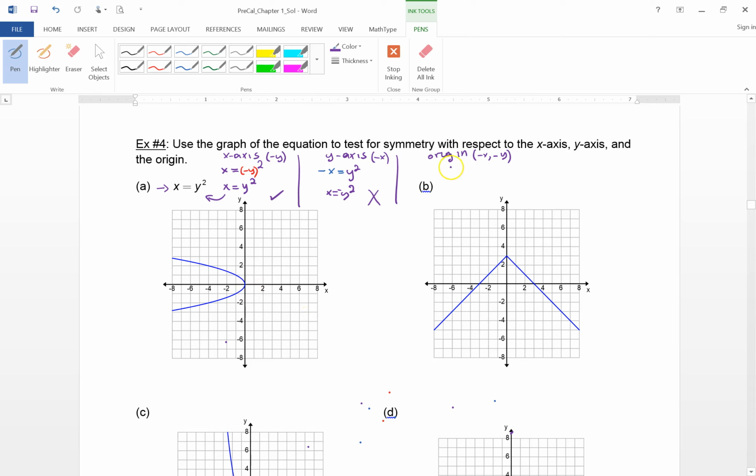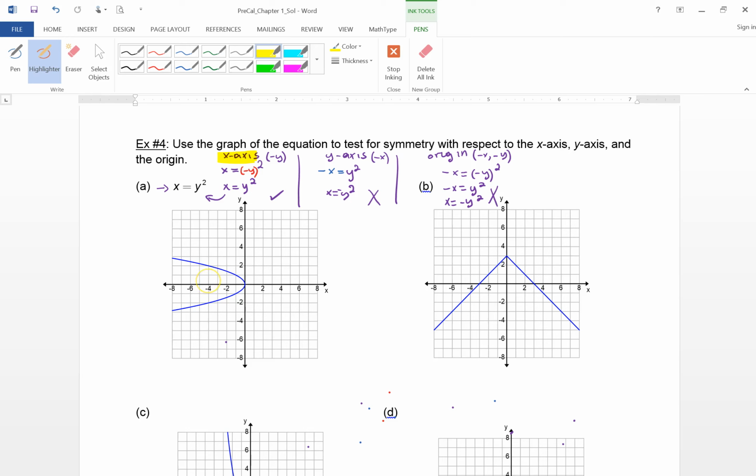The origin now, we're going to plug in negative x and negative y. So you say negative x equals negative y squared. Okay? And now try to simplify as much as you can. Negative x equals y squared. X equals negative y squared. Did I get the original function back? No. So it fails that one too. That means this has symmetry around the x-axis only. Okay? This was done algebraically.